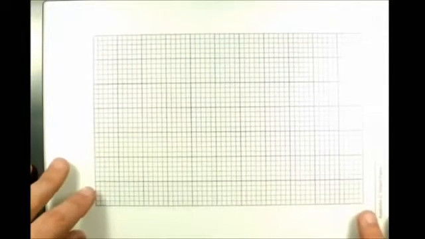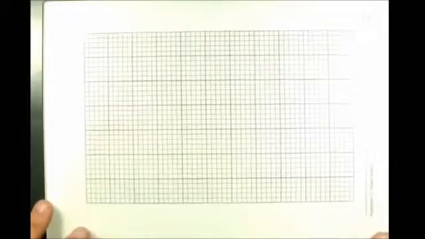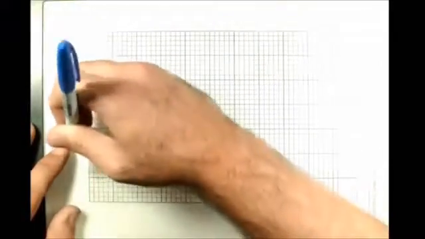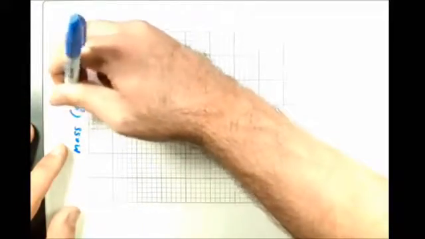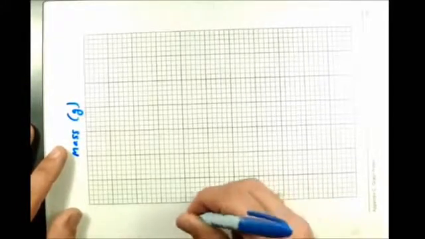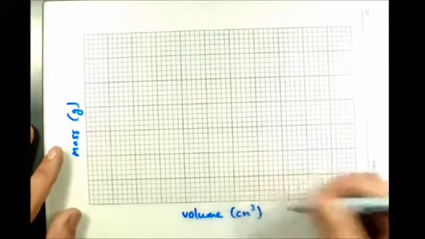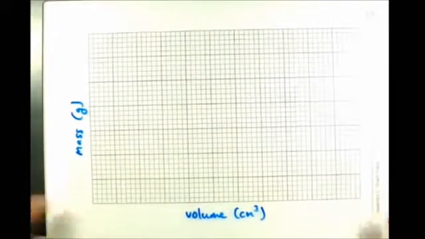So if I bring my graph paper in here, what I can do is graph on one side mass, and I want to label what the units are because all I'm going to be able to read off are numbers, and then on the bottom volume in cubic centimeters. So that at least gets us started.